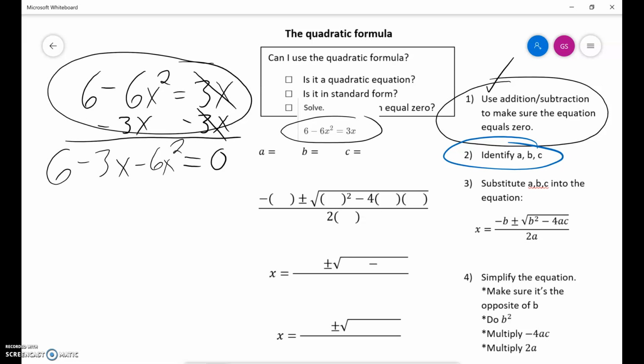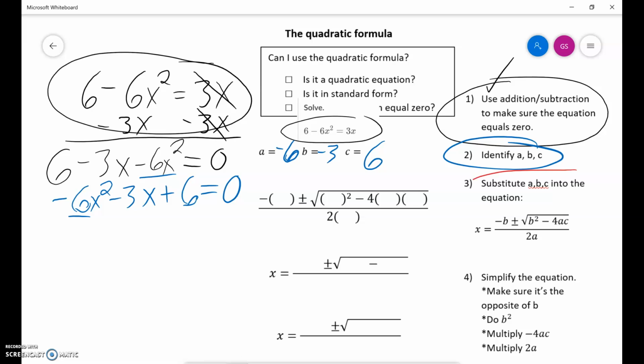Okay, so I'm just going to switch the order around here. I'm going to put the x squared first, so that's negative 6x squared. The negative 3x can stay in the middle, and the plus 6, because it's a positive 6, goes at the end. So that means my A is negative 6, my B is negative 3, and then my C is positive 6. Okay? All right, so that part's done.